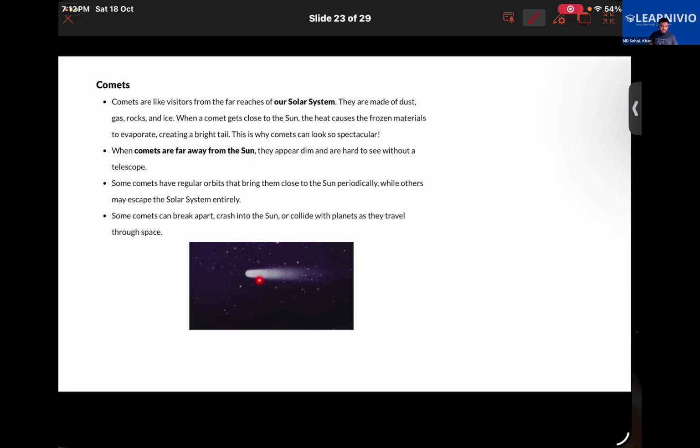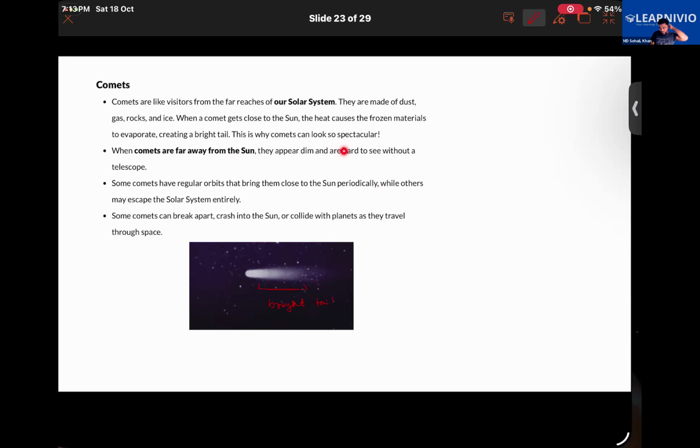As it approaches near the sun, it will get closer. Because of that, the ice in it and other gases in it will evaporate. It will burn. As it burns, it creates a bright tail like that. That is its bright tail. Because of this bright tail, it looks very spectacular.